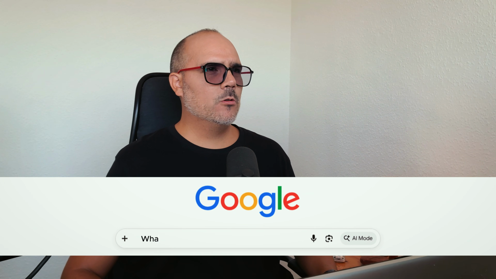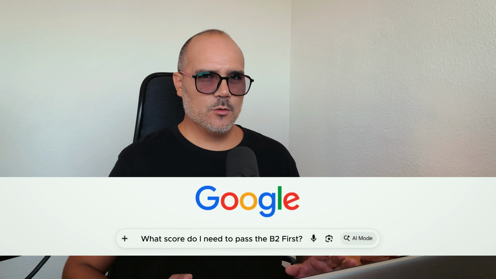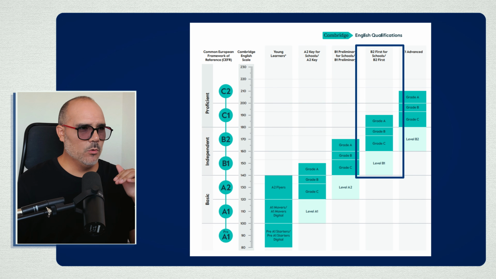Number 1, what score or pass mark do I need to pass the B2 First? This looks like a very simple question, but you would be surprised how many people don't know what score they need to pass the exam. So to answer this question, I'm going to show you the official Cambridge chart of the different grades for different exams. As you can see, we have level B1, grade C, grade B, and grade A, okay?